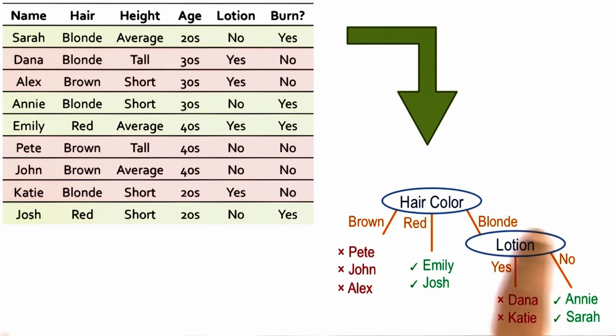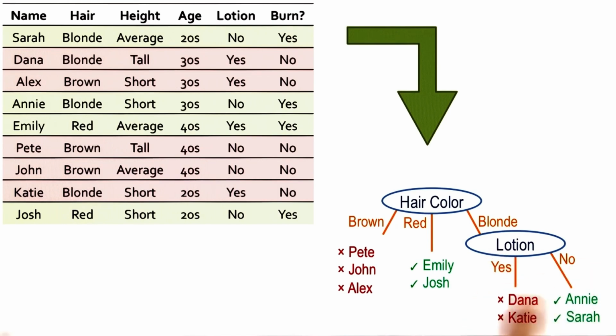Of course, that still leaves blonde-haired people. In this case, there are both some positive instances and some negative instances, and therefore we need another feature to discriminate between the positive and the negative instances. Here, lotion might be the second feature that we pick.